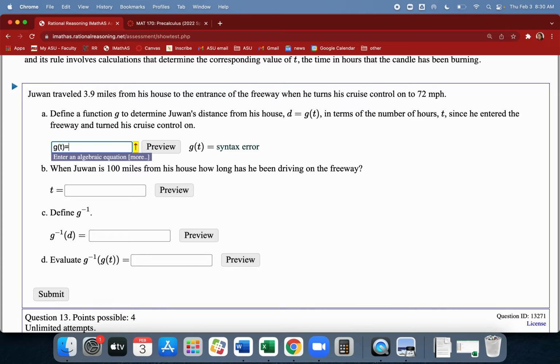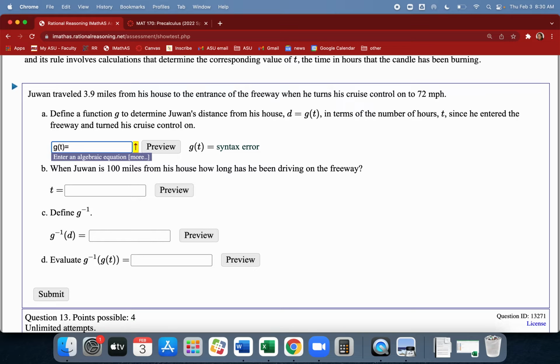All right, so some review is built into this question here. Being able to write functions expressing constant rate of change, going at a constant speed of 72 miles an hour for t hours. If that was the end of the story, that's an easy formula, 72t, right? 72 miles an hour for as many hours as we need. What do I do with this 3.9? Yeah, just add it, right?